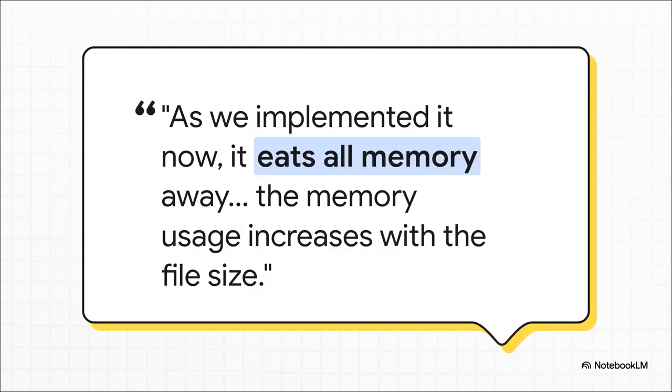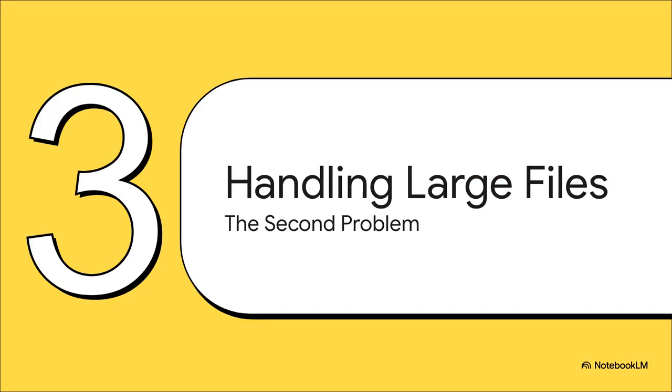Okay, so our endpoint is secure, we're feeling good. But what happens when a real user tries to upload a really big file? This quote from a developer on Reddit just nails the next big problem. The default setup literally eats all memory away. Your server's memory usage just climbs and climbs with the file size until, boom, it crashes. And this leads us straight into our second major challenge, how to handle large files without blowing up the server. This is where we have to get a little more sophisticated than the default behavior.